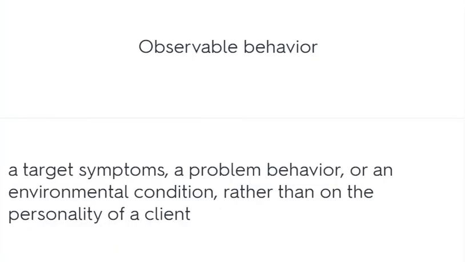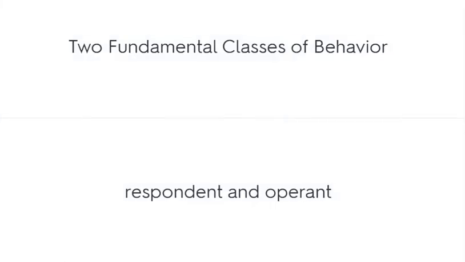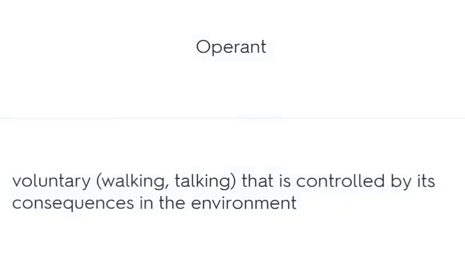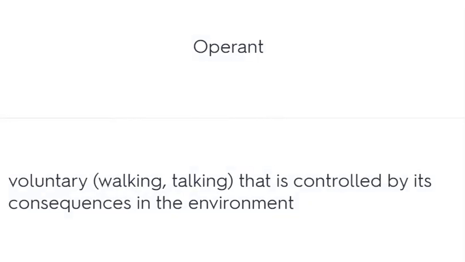Observable behavior: a target symptom, a problem behavior, or an environmental condition rather than the personality of a client. Two fundamental classes of behavior: respondent and operant. Respondent: involuntary, automatically elicited by certain stimuli. A stimulus elicits a response. Operant: voluntary, that is, controlled by its consequences in the environment.